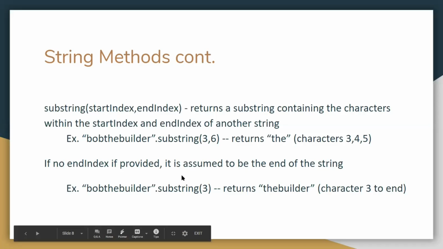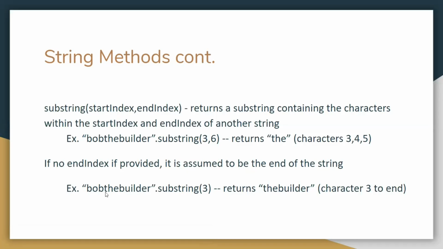So we use the same string and we do dot substring 3. So it just returns every single character in a string from 3 to the end. We know from above that the third character, with index 3 in this instance, would be the T. So it returns every single character in a string from T to the end.